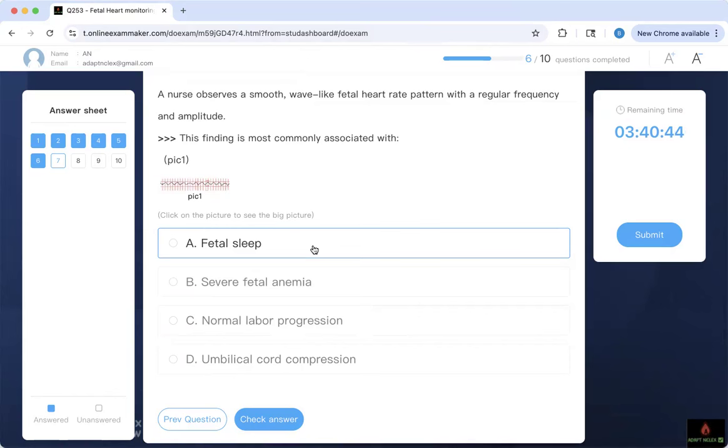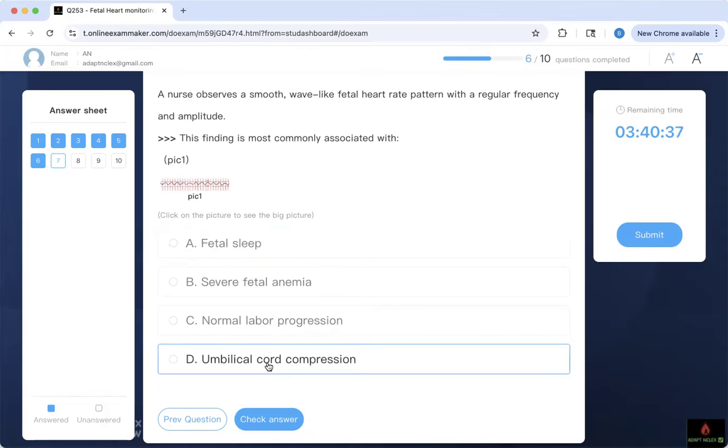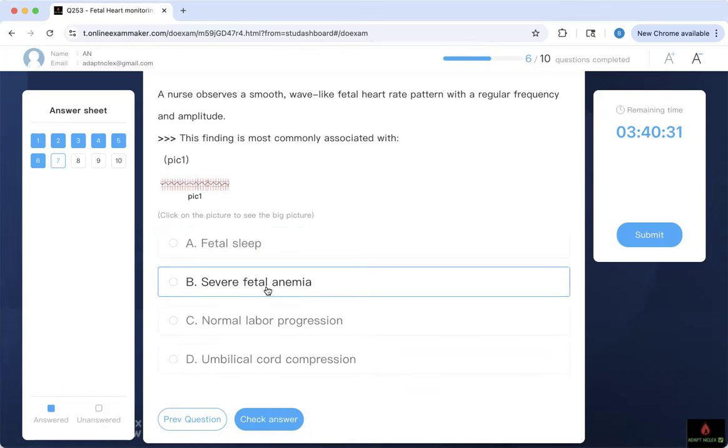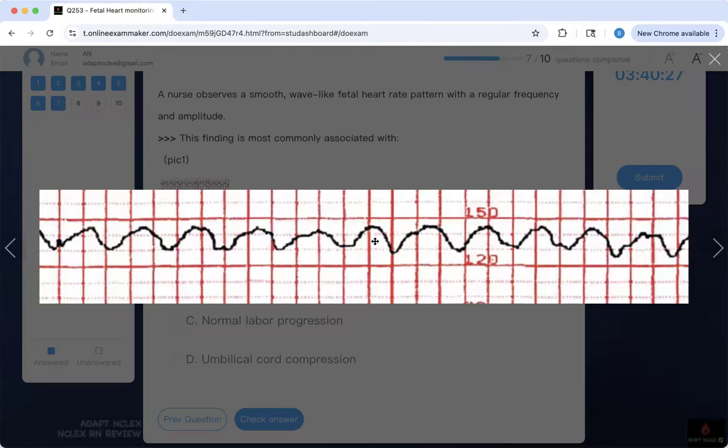I can tell you, if the baby is sleeping, we'll have some bradycardia. Its heart rate goes down a little bit. If you have cord prolapse, it's going to be variable deceleration. Normal progression, you're going to have jagged edges. It's not smooth. This is anemia. This is what we call sinusoidal. Very bad rhythm. When you see it, it may be hemolysis. Fetal anemia is associated with this sinusoidal rhythm. So write it down. This is sinusoidal.